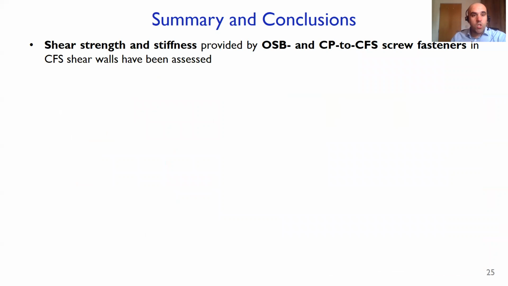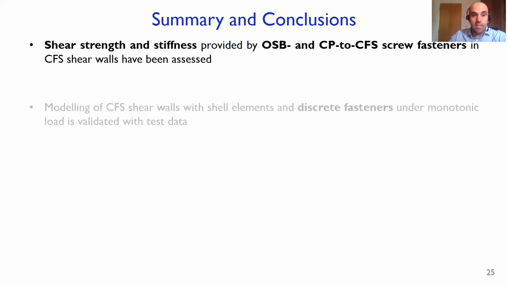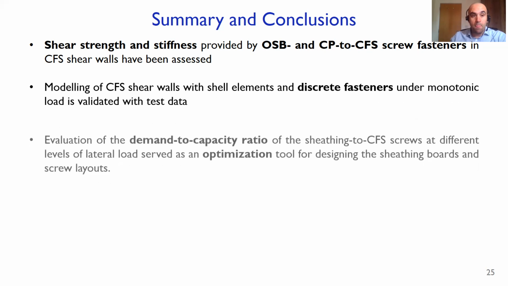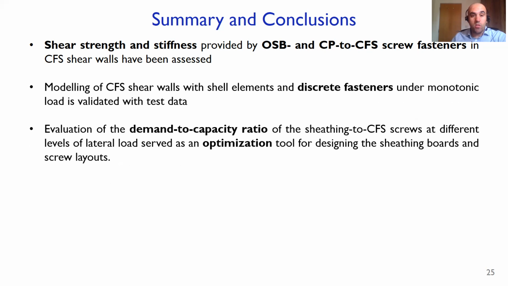To sum up, shear strength and stiffness provided by OSB and CP to steel screw fasteners in cold form steel shear walls have been assessed. Modeling of cold form steel shear walls with shell elements and discrete fasteners, and their monotonic load response, is validated with test data. Evaluation of the demand to capacity ratio of the sheathing to steel screws at different levels of lateral load served as an optimization tool for designing the sheathing boards and screw layouts.